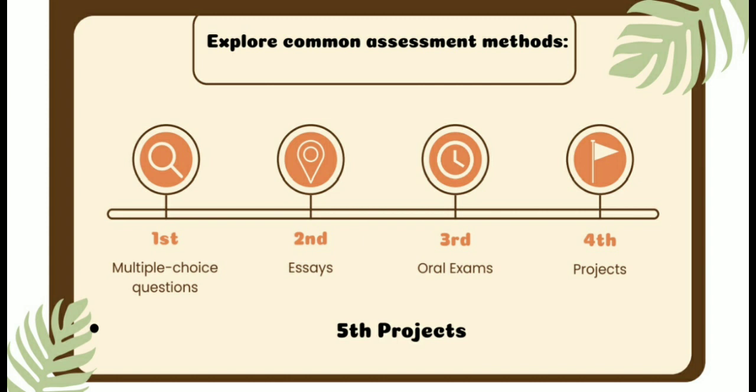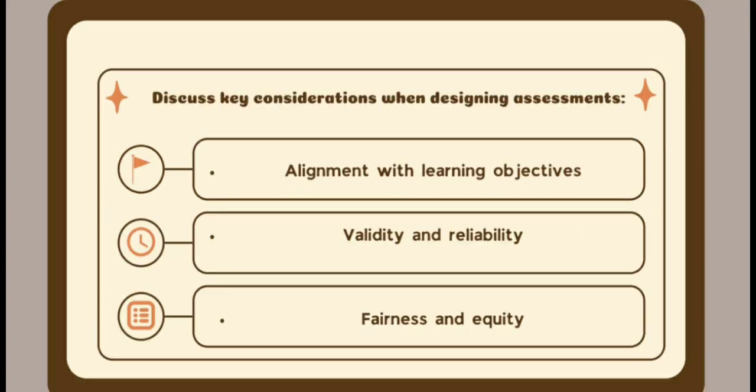So the choice of assessment method should align with the desired outcomes of the educational experience. And now let's discuss the key considerations when designing assessment. First is alignment with learning objectives. Assessment should be closely aligned with the stated learning objectives or outcomes. It must be clear. Alignment ensures that assessments measure what was intended to be learned, and it guides both instruction and assessment, fostering meaningful learning experiences.